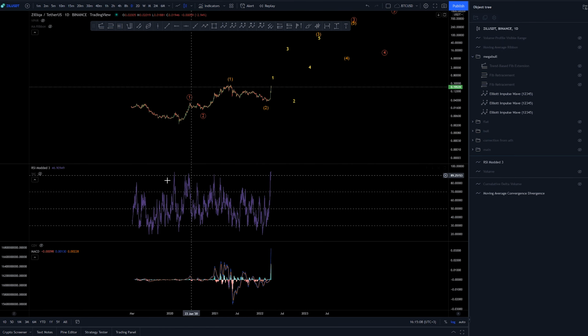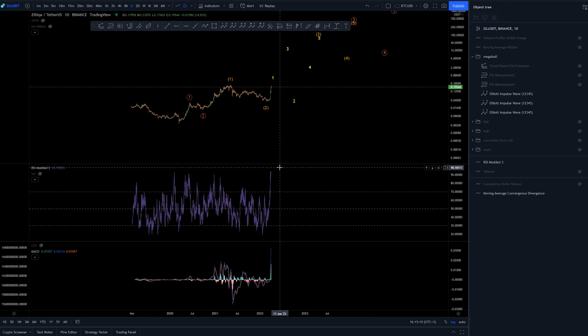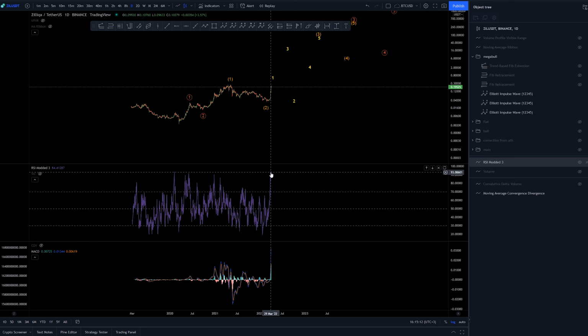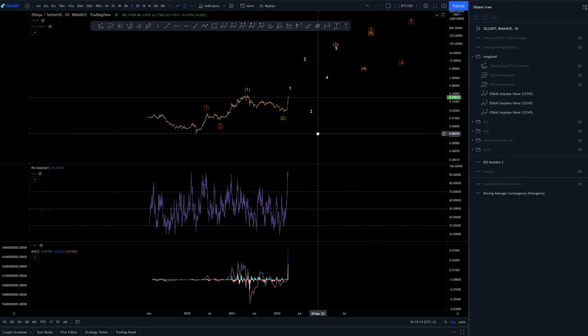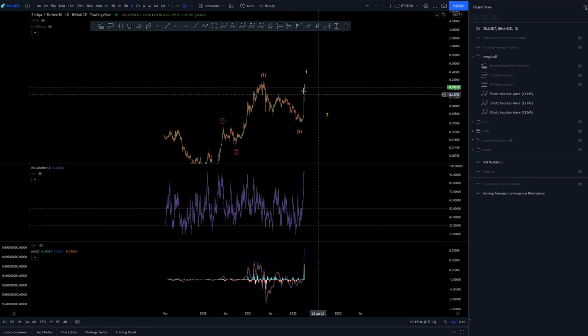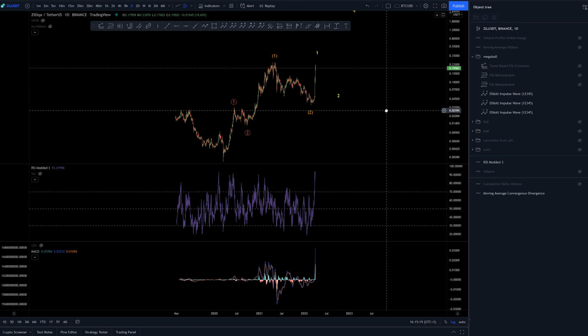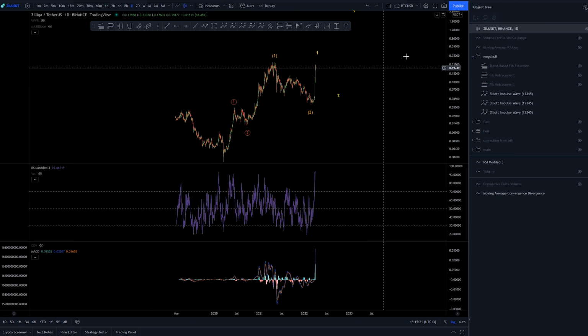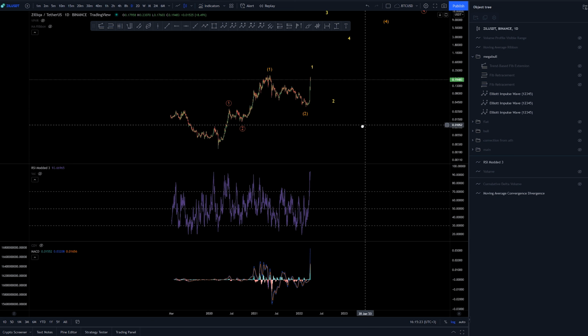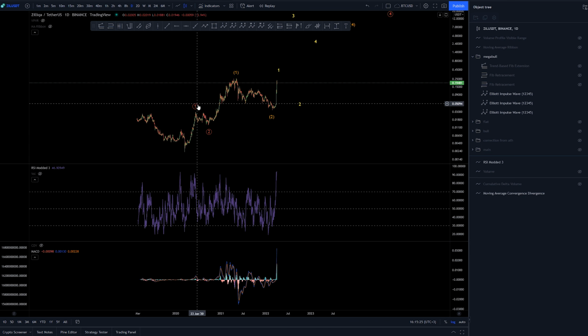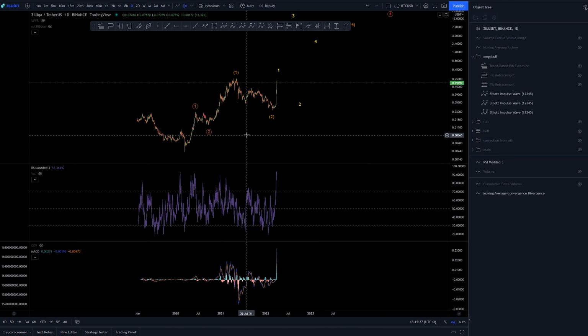Now I wanted to point out the RSI again on daily. It is currently at the highest it's ever been, screaming for some kind of correction downwards, as in any of these counts that I present to you today. This one is a bit different though. It's having 1, 2 here.